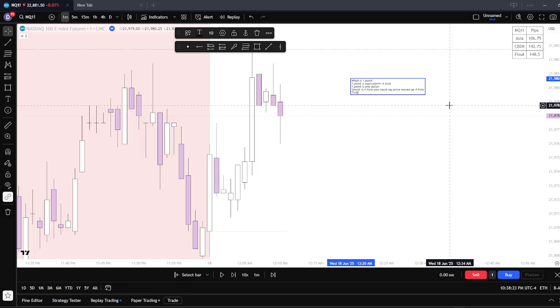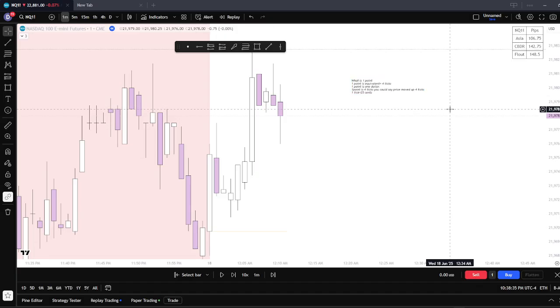And what is a tick? How much does a tick cost, I guess? Like, what is the equivalent of a tick? One tick equals 25 cents. 1 point is $1, divided by 4 ticks. Since 4 ticks is in 1 point, it would be 25 cents.